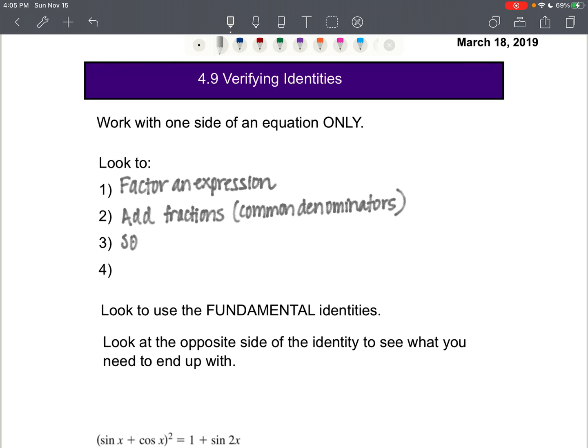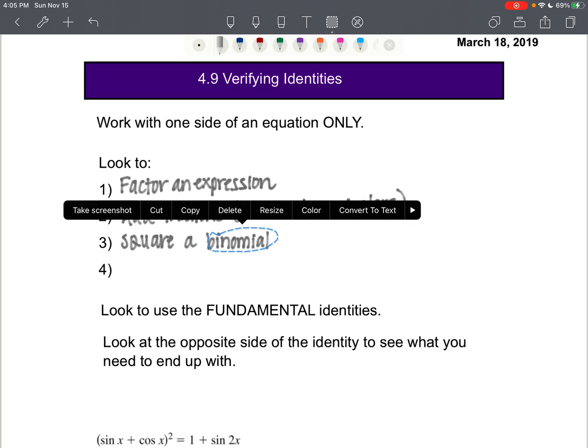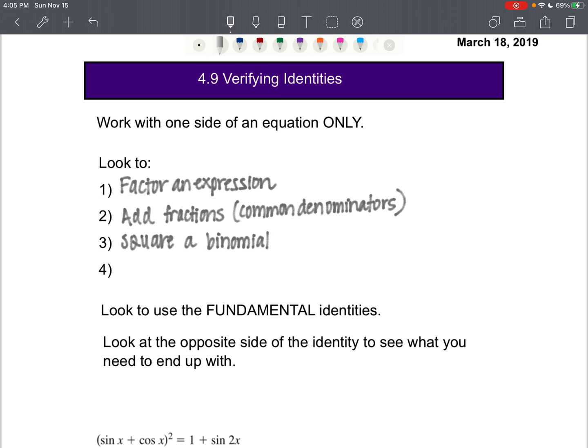Look to square a binomial. An example would be to look to FOIL. You have a binomial squared. A plus b squared is equal to a squared plus 2ab plus b squared. So look to maybe square a binomial. Sometimes that will help you reach your goal as well.